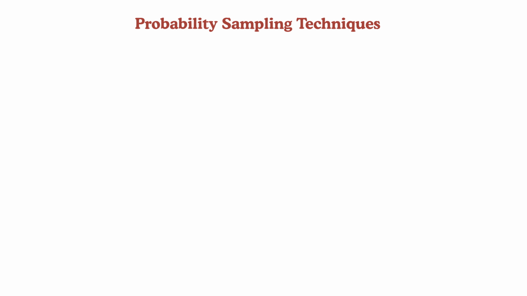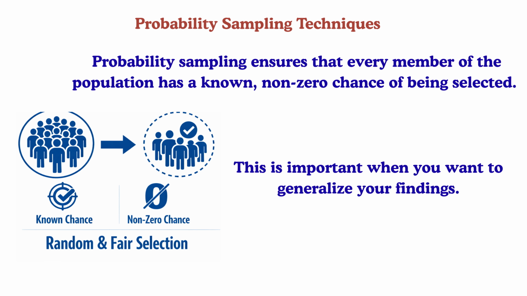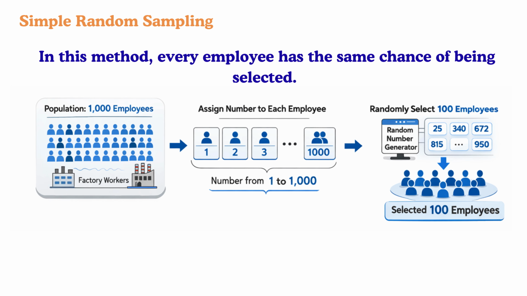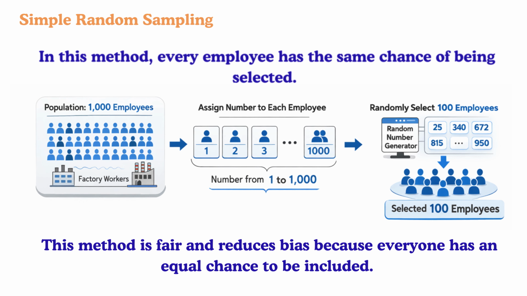Probability sampling techniques. Probability sampling ensures that every member of the population has a known, non-zero chance of being selected. This is important when you want to generalize your findings. Simple random sampling. In this method, every employee has the same chance of being selected. For example, if your population has 1,000 factory workers, you can number them from 1 to 1,000 and randomly pick 100 employees using a random number generator.